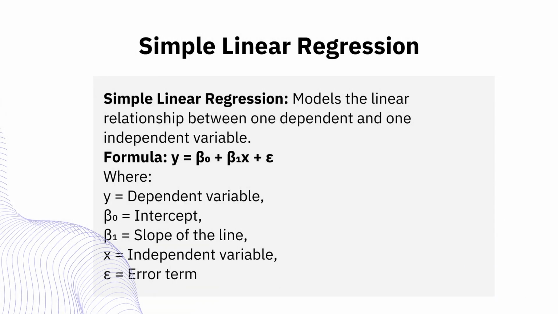Simple linear regression models the relationship between a single independent variable and a dependent variable by fitting a straight line to the data. The equation for this is y equals beta 0, the intercept, plus beta 1, the slope, multiplied by x, the independent variable, plus an error term. This equation allows us to predict the value of y based on x.